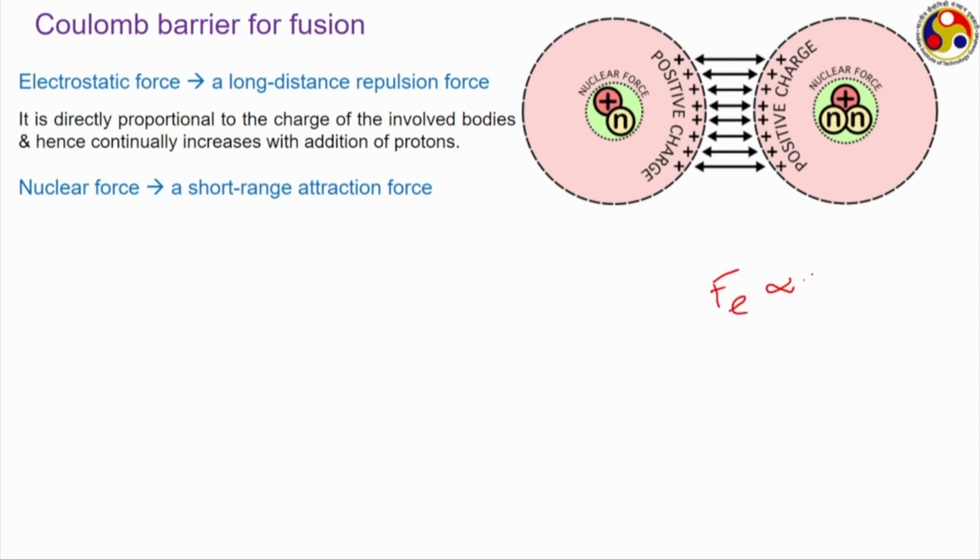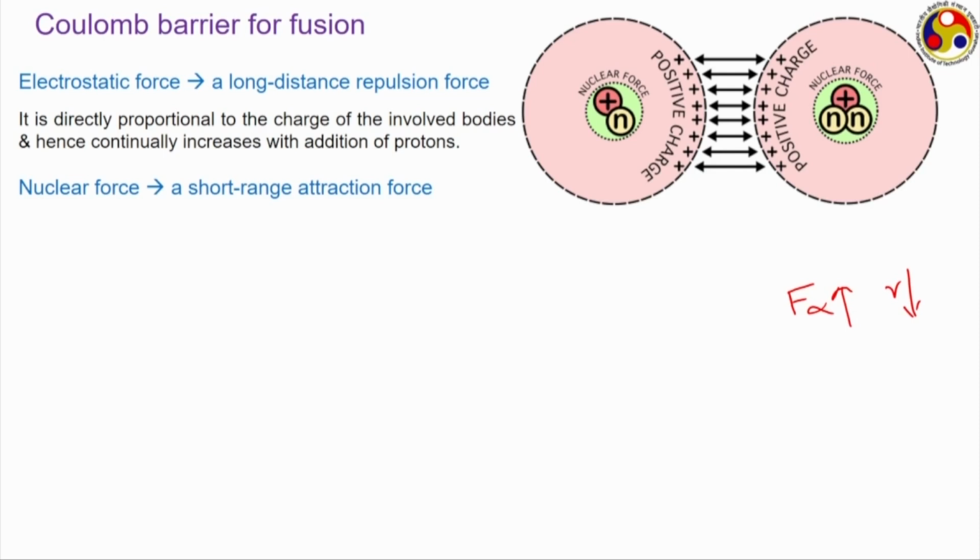F E is inversely proportional to R square, and it is directly proportional to Q1 Q2. So, as the R keeps on decreasing, F E keeps on increasing. Here Q1 and Q2 both are of equal magnitude, because that corresponds to 1 unit of positive charge. Therefore, F E keeps on increasing as R keeps on decreasing.